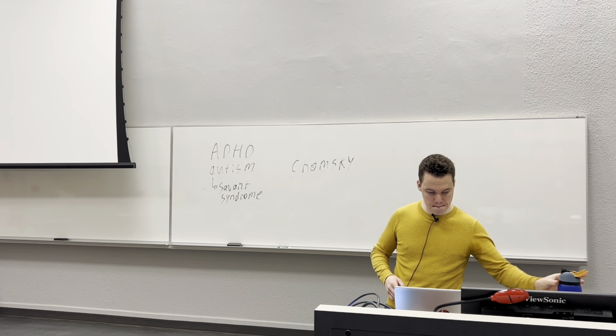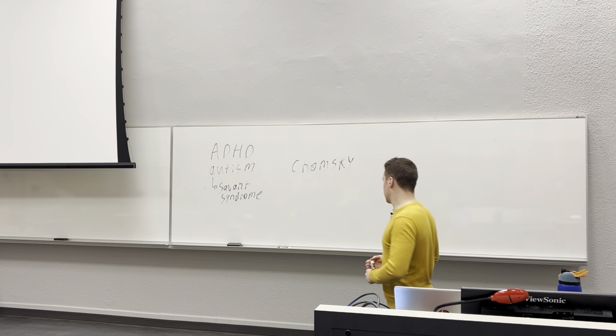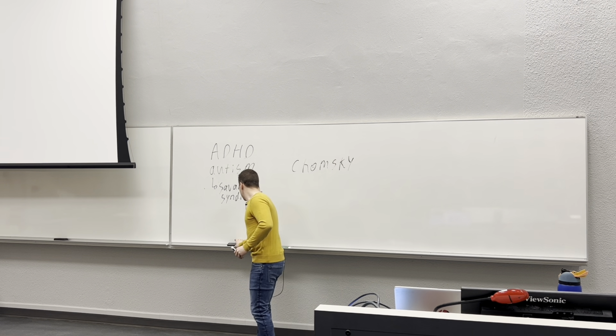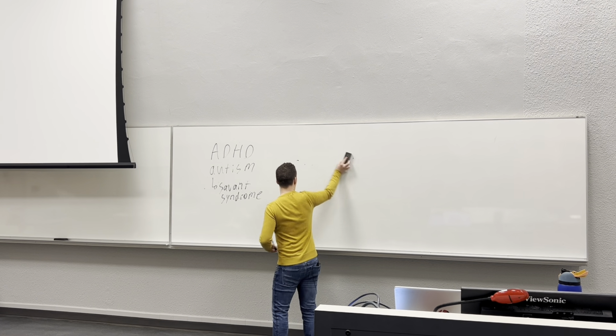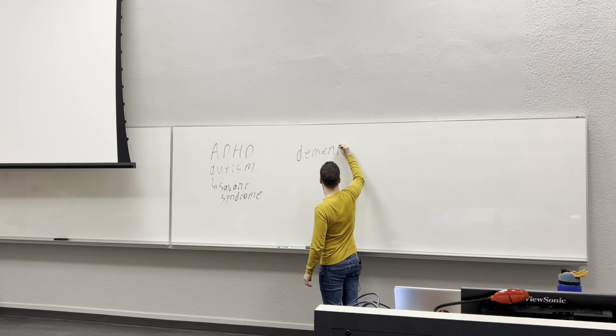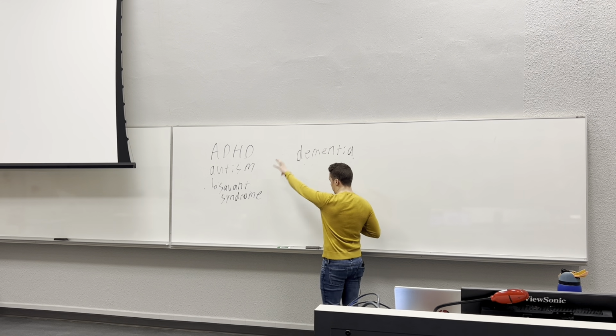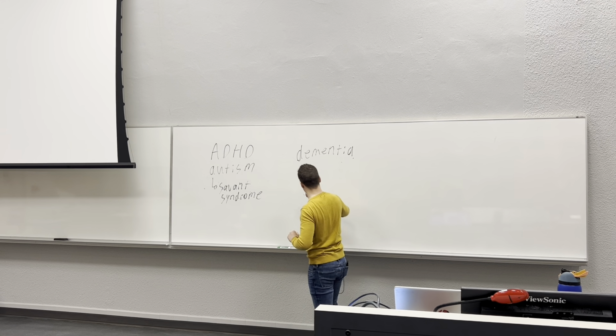Okay. The last disorder is dementia, which is an umbrella of disorders that occur in old age. So these tend to emerge in childhood. This one emerges in old age. The most famous type of dementia is Alzheimer's disease.